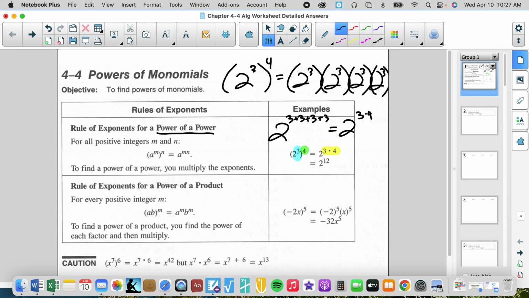All right, so one of the things I talk about with power of a power: when you have 2 things inside, we are going to distribute. This is the only time you can distribute. And when you distribute it to a negative, you need that parenthesis. Very important. That should be a caution. It doesn't have a caution.